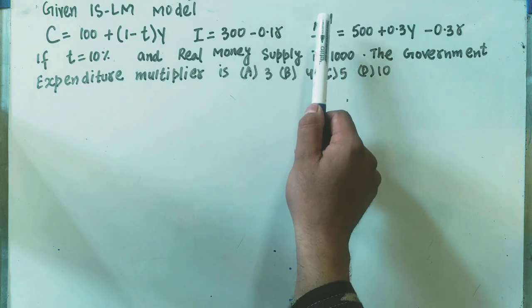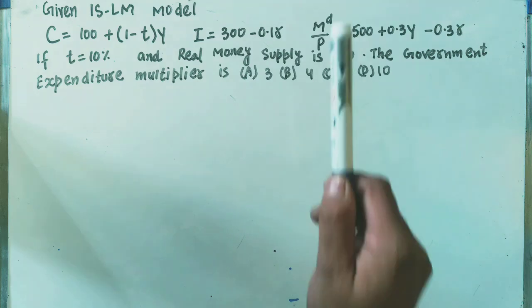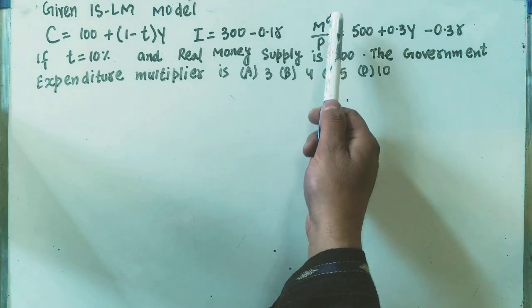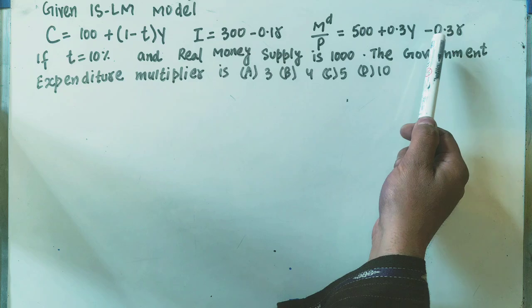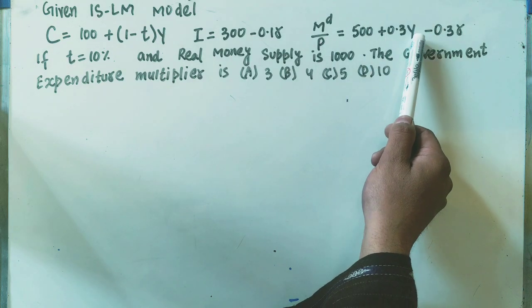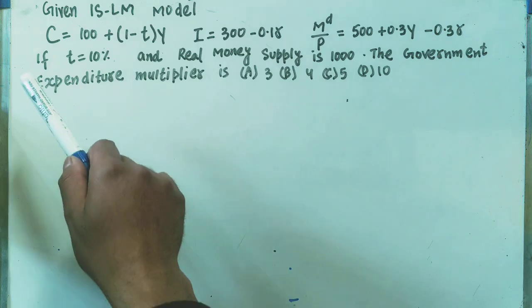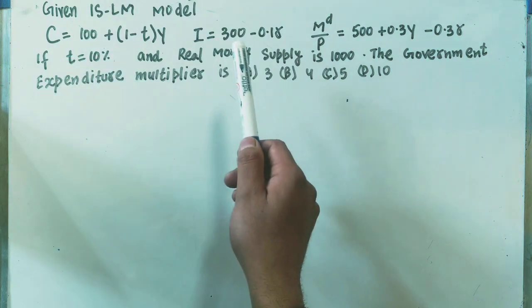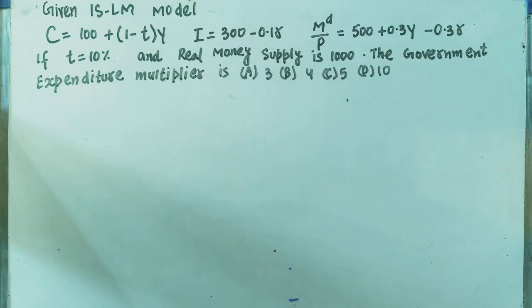MD upon P denotes the real money demand, which is equal to 500 plus 0.3Y minus 0.3R. That is, demand for money is a positive function of income and a negative function of the rate of interest. If the marginal tax rate is 10% and real money supply is 1000, we need to find out the value of the government expenditure multiplier.